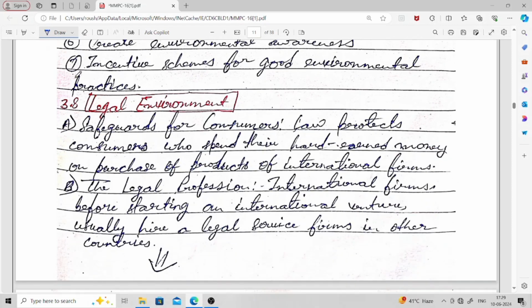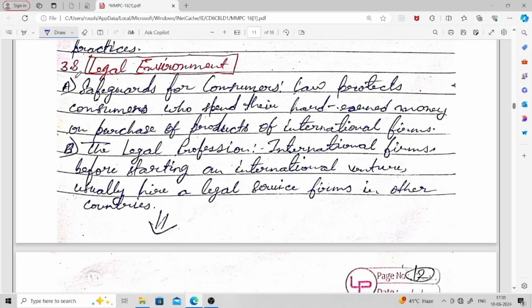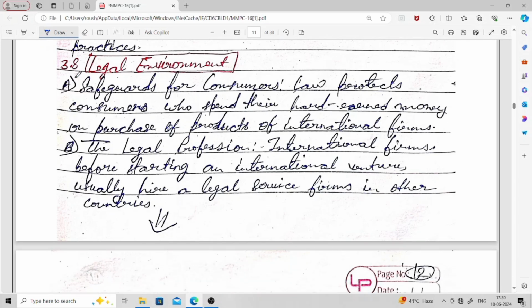Now next, move on to the legal environment. In the legal environment, we need to consider all these aspects. The first given is safeguards for consumers. Law protects consumers who spend their hard-earned money on the purchase of products of international firms. It means consumers are protected by the law when they purchase the products of international firms.